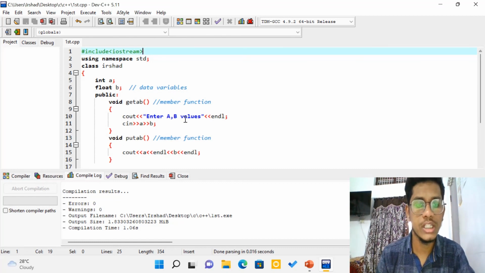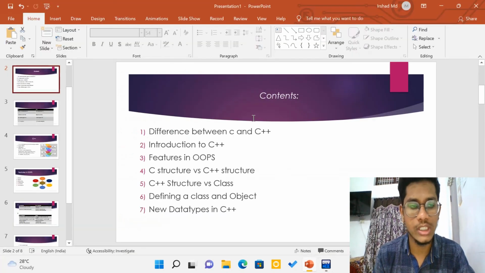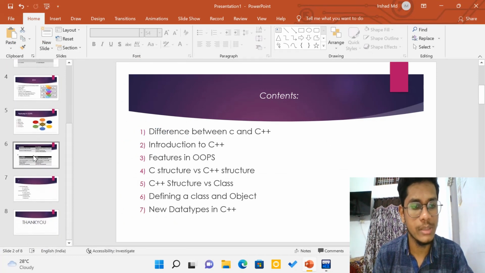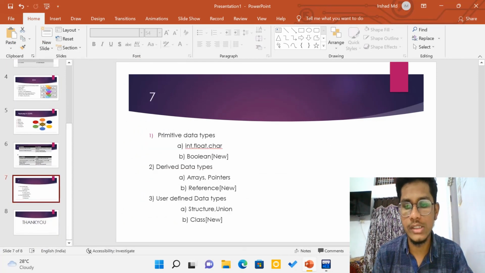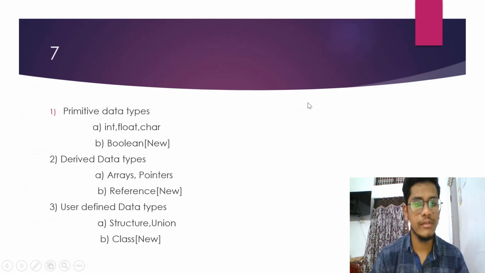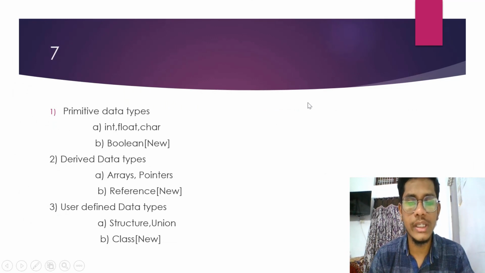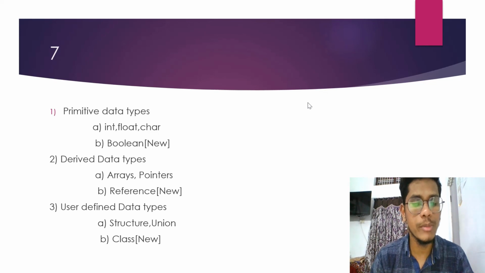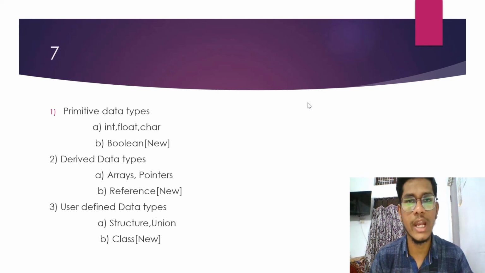Please look into that. And let's move on to our next question: new data types in C++. In C++ the data types have increased, it is not the same as C. For new applications we have more data types. For example, in primitive data types we have integer, float and character, but in C++ we have a new primitive data type called boolean.